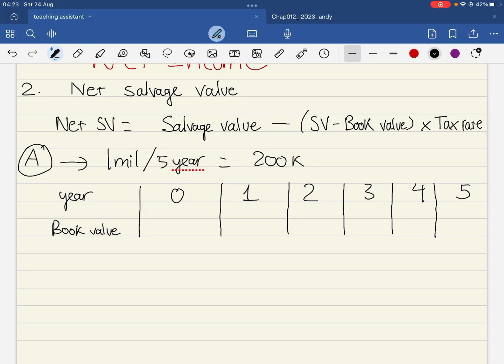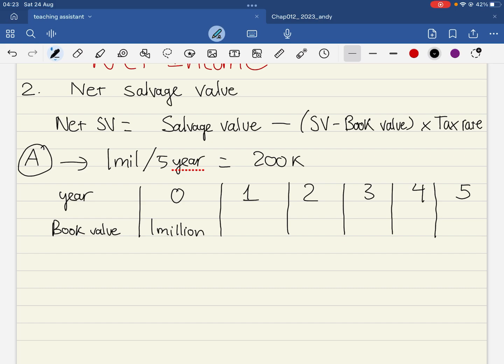And one more key note here is the book value. As we can see, there are 5 years: Year 1, Year 2, Year 3, Year 4, and Year 5. How do we determine the book value? In the same example, at the beginning of the period, we purchased the asset A for $1 million. So at the current time, which is year 0, the book value will be 1 million.